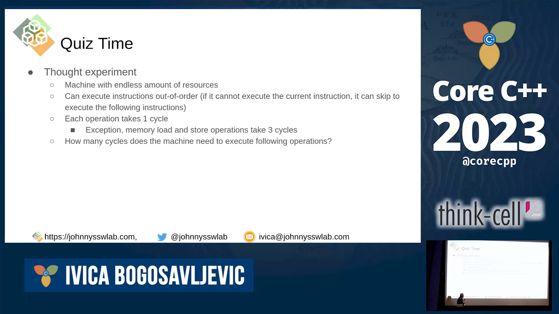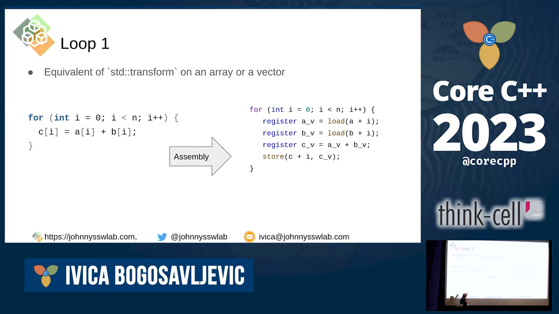So the question is, how many cycles does the machine need to execute the following loops? Here is loop one. It's the equivalent of std::transform: C[i] = A[i] + B[i]. On the right side there is pseudo-assembly. You load A plus i into register AV, you load B plus i into register BV, you add them together, and you store the result to C plus i. Again, the machine has endless amounts of resources. So, any idea how much time this would take to calculate?